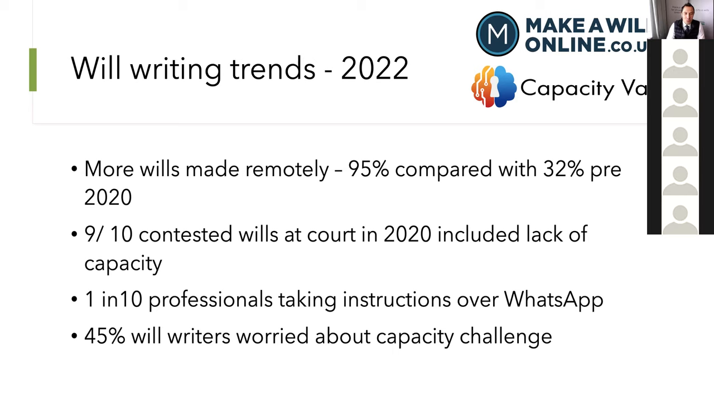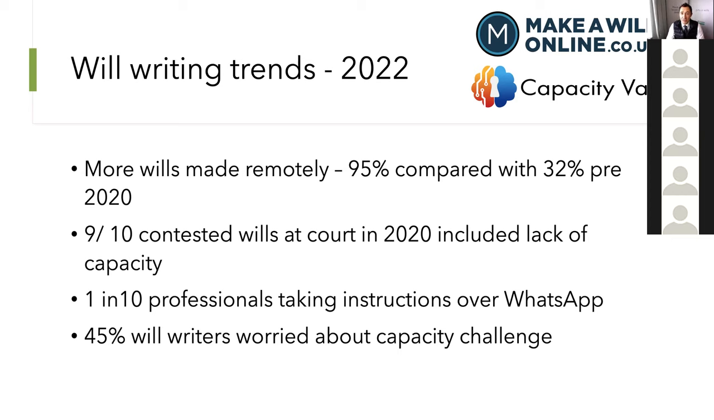I looked at the stats for wills contested in 2020, and 9 out of 10 of those wills that were contested included a piece about lack of testamentary capacity. Testamentary capacity is the thing which will get something into court or get something to settle because of a lack of evidence. It's not fair, and it can now be addressed. 1 in 10 professionals taking instructions over WhatsApp or SMS. I mentioned that already. But the take home from our research was that 45% of people preparing wills are now worried about challenge on the grounds of testamentary capacity.